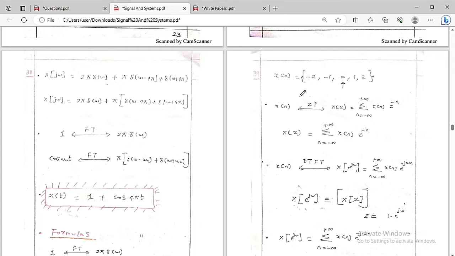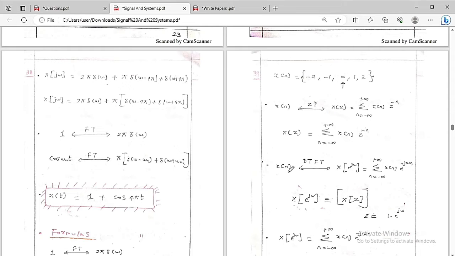So what is x of n? It is -2, -1, 0, 1, 2. We have to find the discrete time Fourier transform. First we will try to get the Z transform, and from that we are going to get the discrete time Fourier transform. For x of n, what is the Z transform formula? X of z is equal to sigma n equal to minus infinity to plus infinity of x of n into z to the power of -n. So this is the Z transform of x of n.